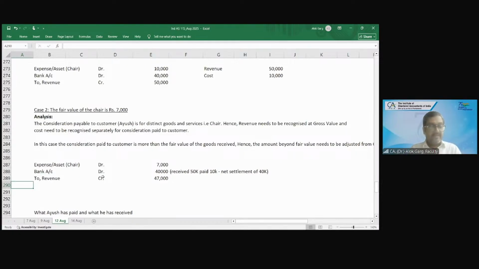Is this clear? Is this clear to all of you? Yes or no? Very much clear or not clear? Yes, sir. Very much clear, sir. Anyone who has any doubt?